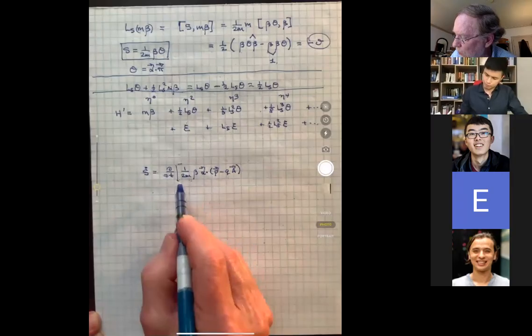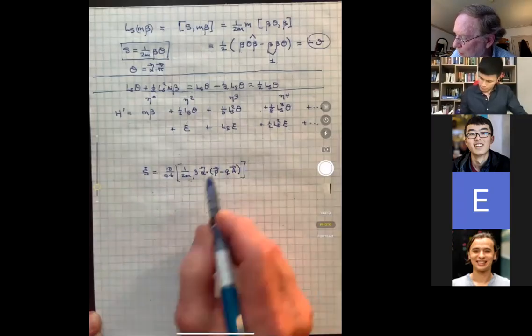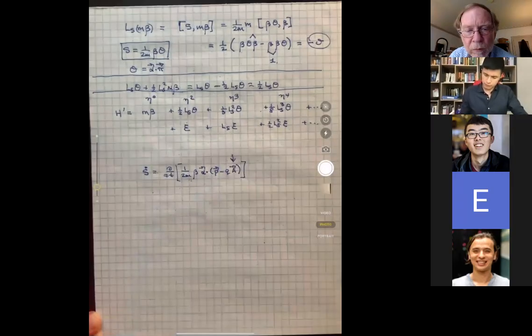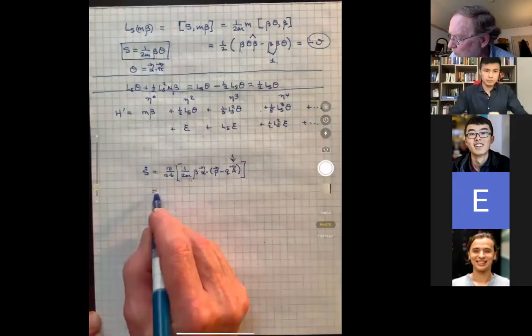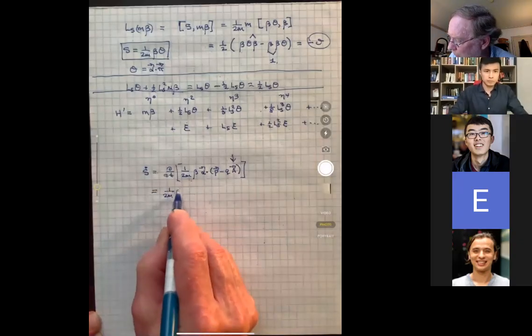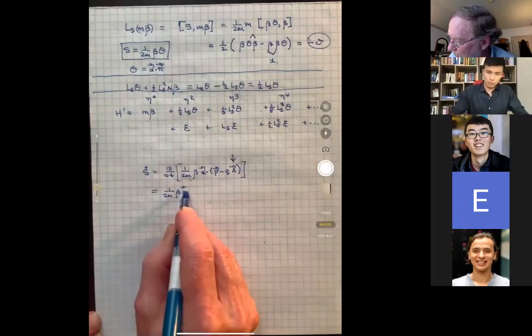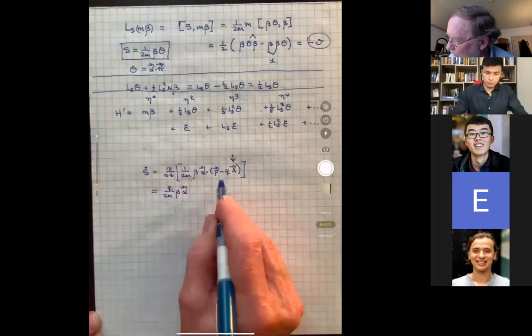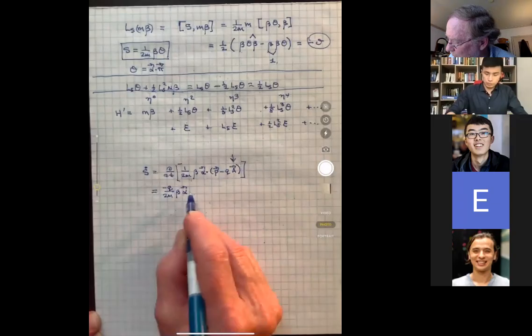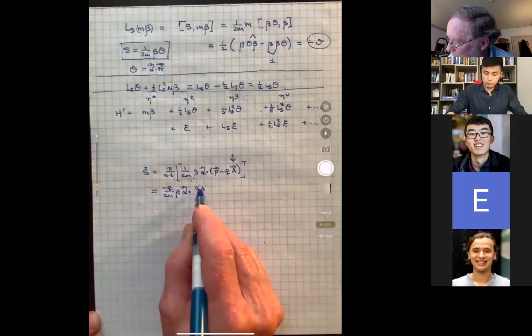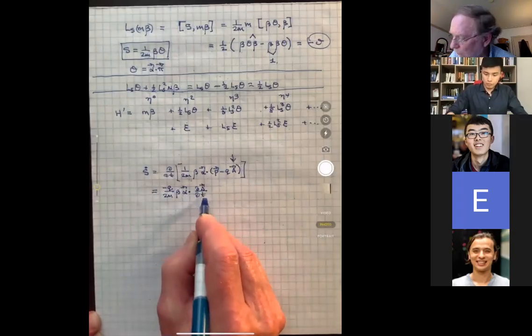And the only thing in this expression which depends on time is the vector potential A. And so this becomes 1/2m beta times alpha, with a q factor, charge q, with a minus sign coming out, alpha dotted into the partial of A with respect to t.